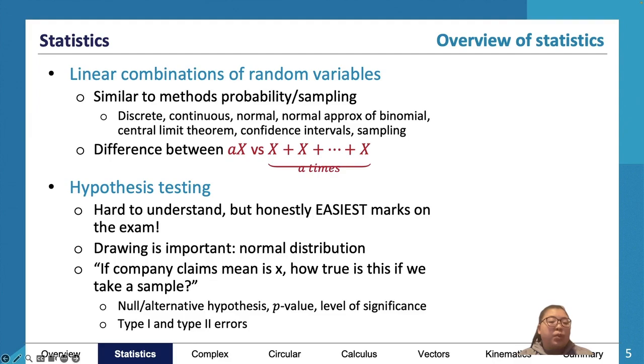So in hypothesis testing, we'll be exploring null and alternative hypotheses, how we test those using p-values or confidence intervals and comparing them to levels of significance. And we'll talk through type 1 and type 2 errors, what they are and how to work those out.